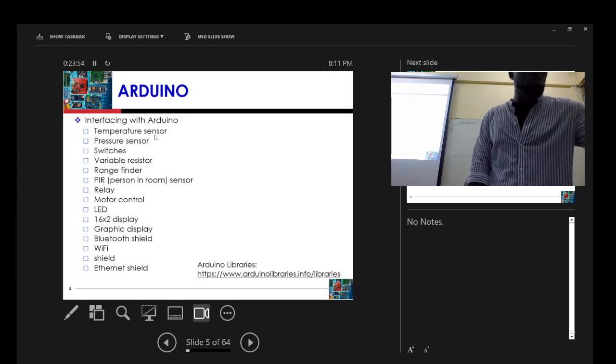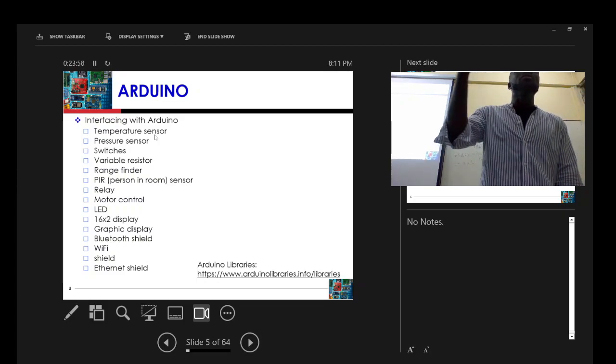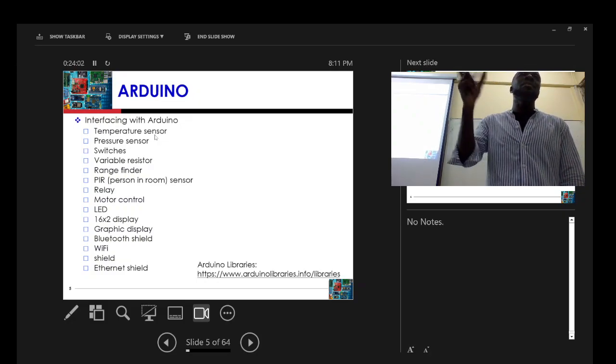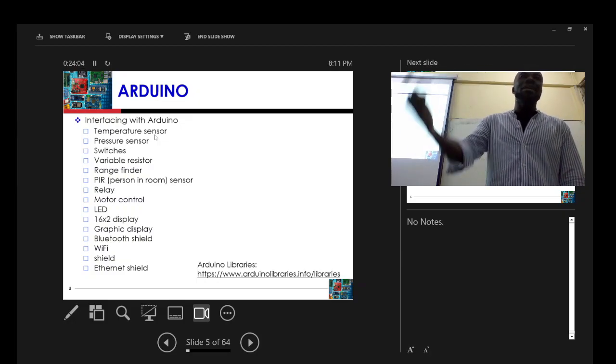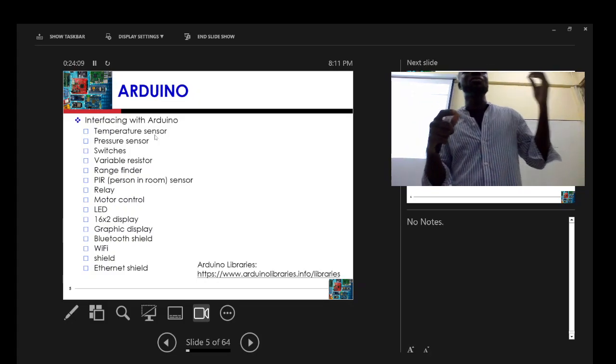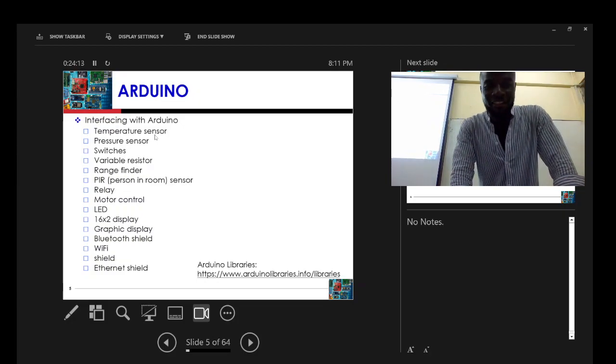This one also has Bluetooth. The other one, the Arduino Uno, has no Bluetooth. If you want to connect Bluetooth to it, you must buy what is called a shield and connect the Bluetooth to the shield before you can connect it to the board. But this one has an internal Bluetooth that you can use. Understood? Any questions so far?